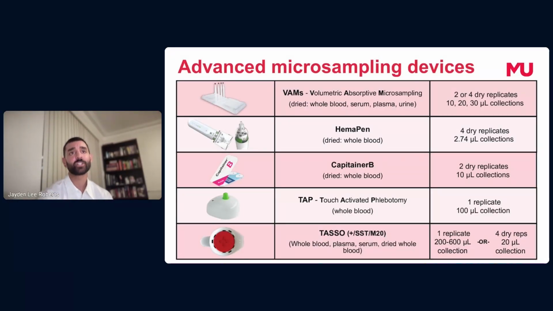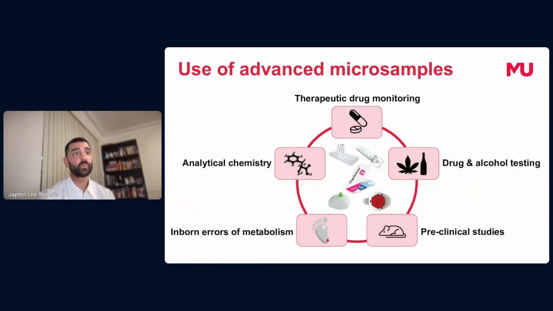And these allow for these patient-centric collections due to their minimally invasive nature, either by using a lancet or microneedles, and they also don't require trained personnel for that reason. These improve upon that standard blotting technique onto paper substrate cards, like I mentioned. And recently they have undergone application in a variety of research areas. So these include therapeutic drug monitoring, analytical chemistry, drug and alcohol testing, inborn errors of metabolism, and preclinical studies.